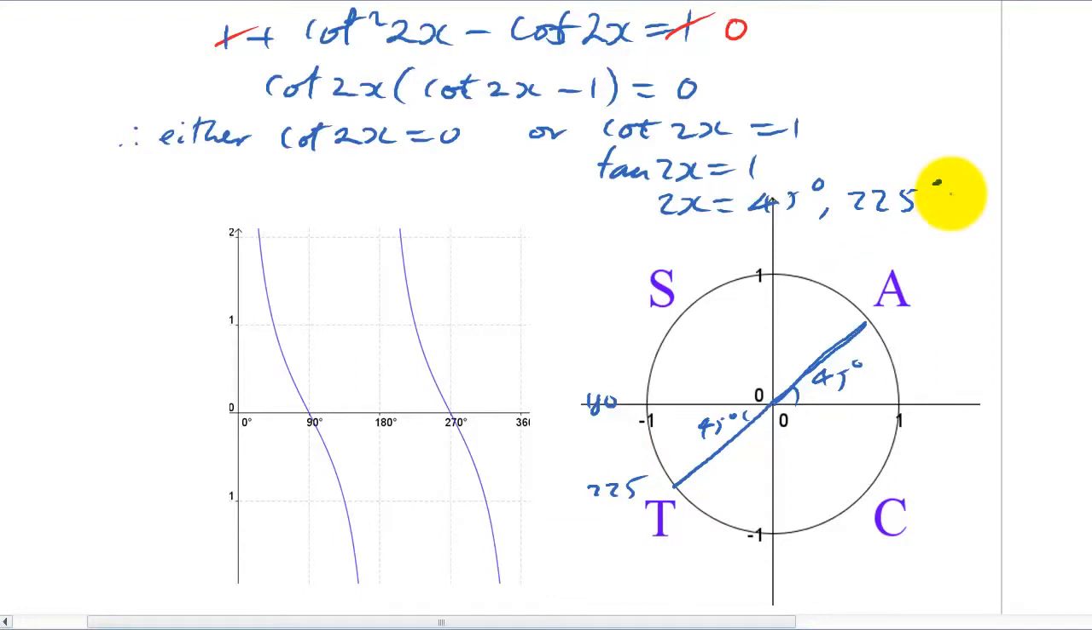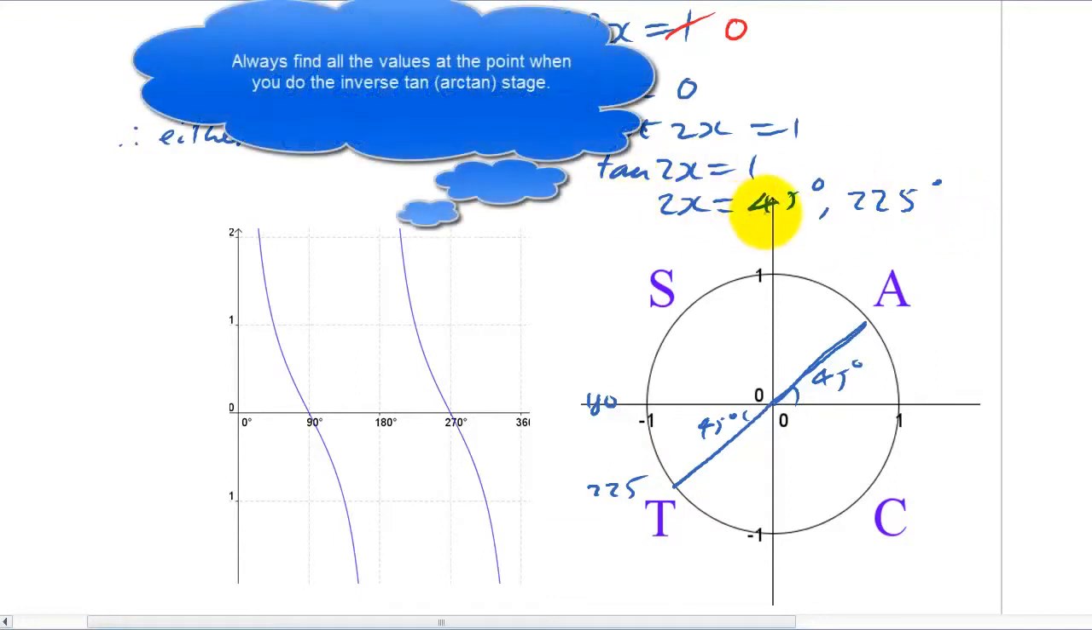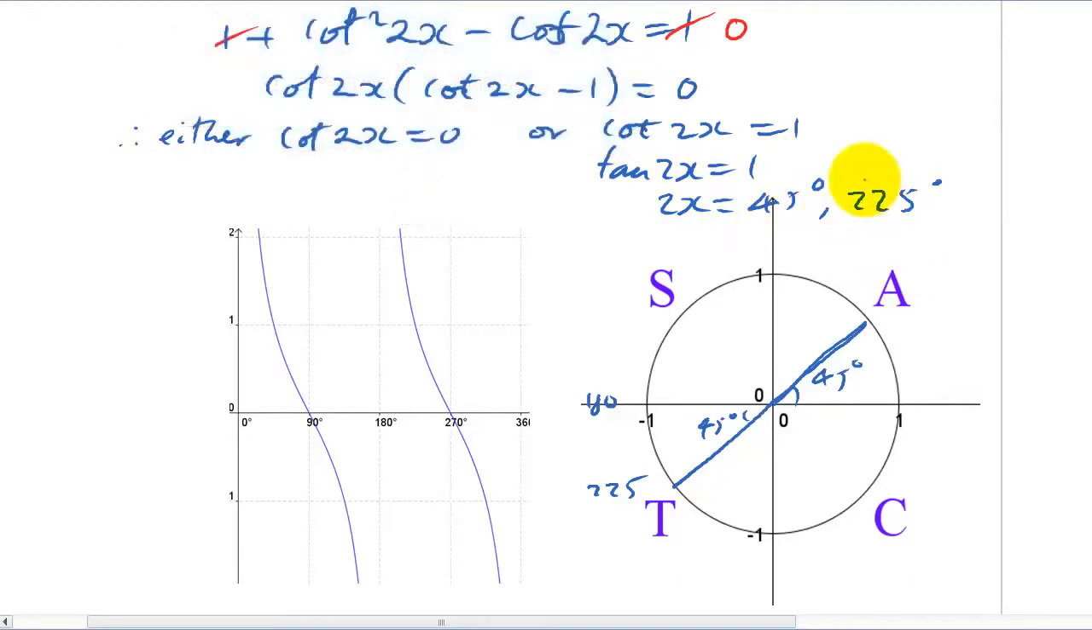Now it's important you do it at this stage when you do the inverse tan stage, because you know how often tan reoccurs. It reoccurs every 180 degrees. You could just remember the formula to do it: just add on 180 degrees to every value, and then you divide throughout by 2. So we get that x equals 22.5 and x equals 112.5 from this answer. Now let's go back to cot 2x equals 0.